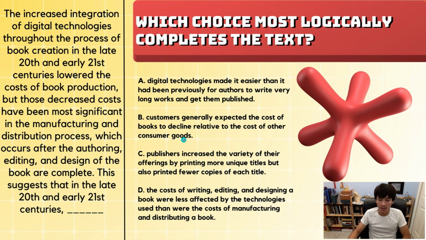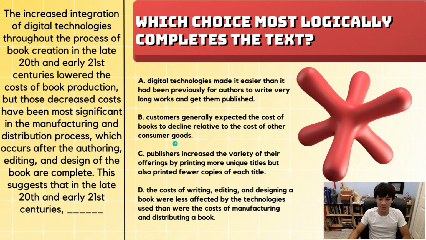This would eliminate B because it's talking about customers expecting the cost of books to decline relative to other consumer goods, but this is exclusively about book production and the integration of digital technologies. So this does not complete the idea that the text is trying to imply. This is instead talking about a different aspect of the integration of digital technologies, decreasing the cost of books. So B would be incorrect.